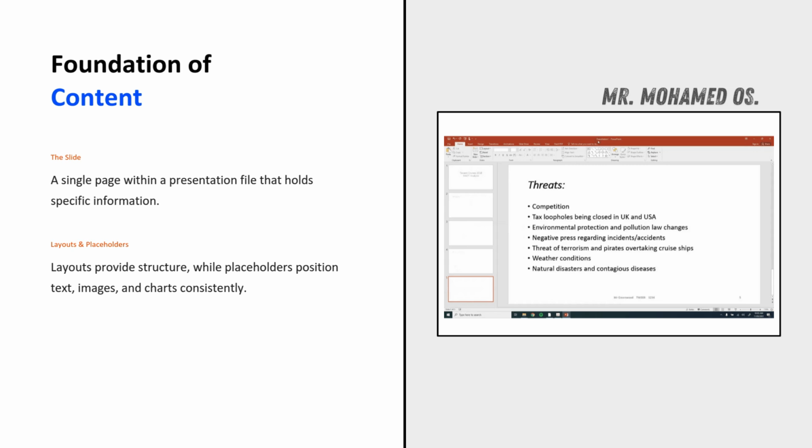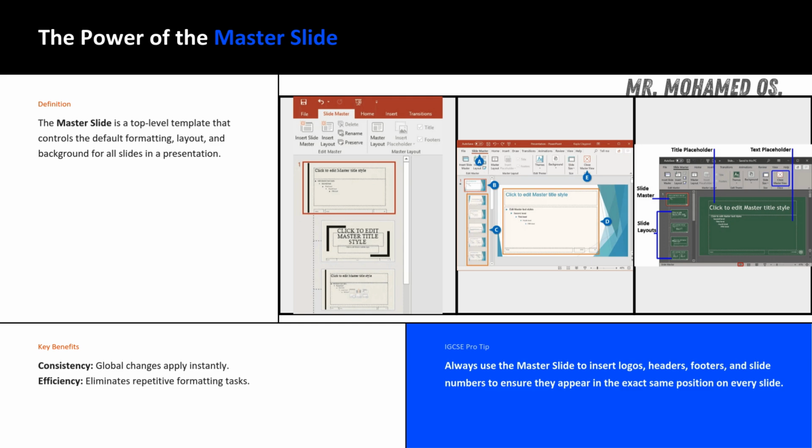Why is this so powerful? It guarantees consistency. If you change the font, the background color, or the position of a logo on the master slide, that change instantly applies to all 50 slides in your presentation. This is a massive boost to efficiency, eliminating the need to format each slide individually.